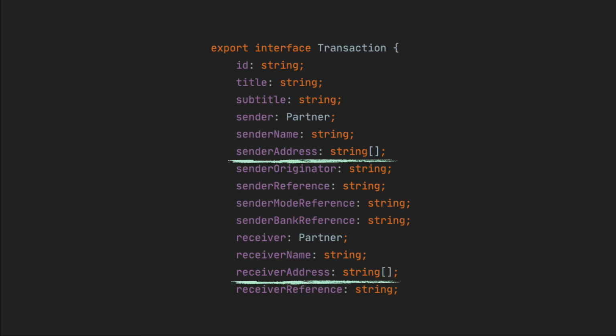Or let's say in the transaction interface we have this sender and receiver address, and they are defined as an array of strings. How do you figure out what is city, street and country? You can only do it by knowing the domain. Otherwise, if you look at this code for the first time or just open a file with it, you won't be able to know.